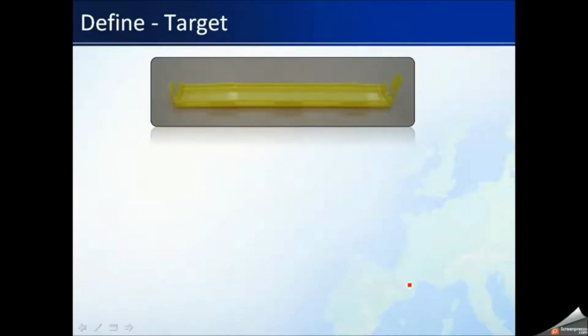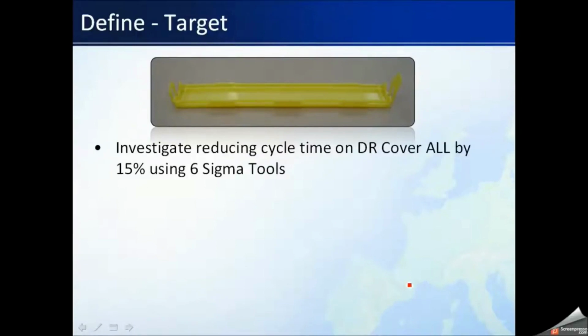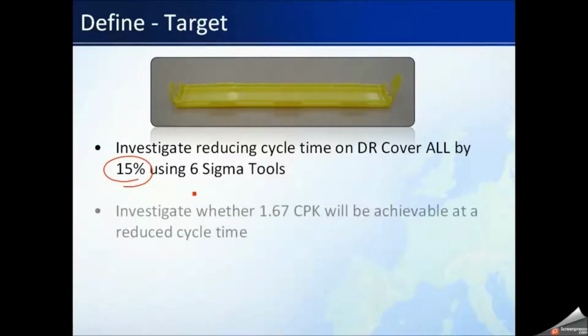So here's the part. It's a simple cover. It's approximately 8 inches long, and we want to try to reduce the cycle time by 15% if at all possible. We'd also like to try and get the CP kept to 167.